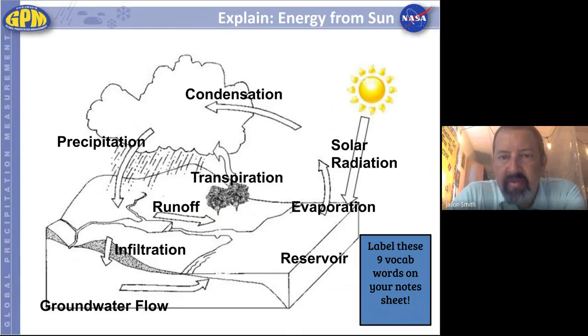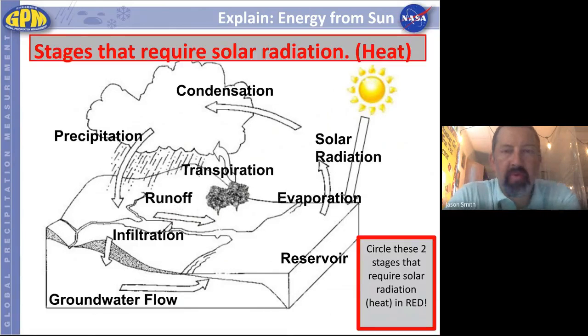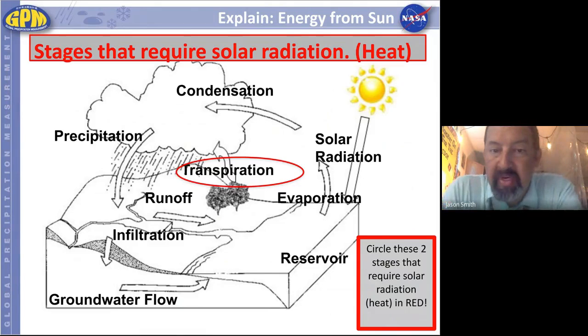All right, now that you have paused the video and have all the words down on the water cycle, let's talk about where these go and how they work in the water cycle. So first of all, we're going to start with the stages that require solar radiation. They need heat in order for them to process. And so we have transpiration, which is the water leaving plants, and we have evaporation. Circle both of those in red.